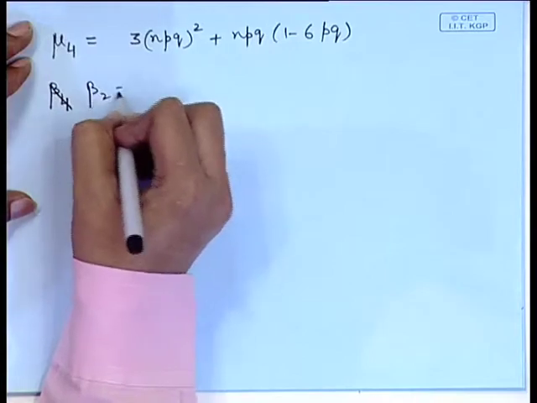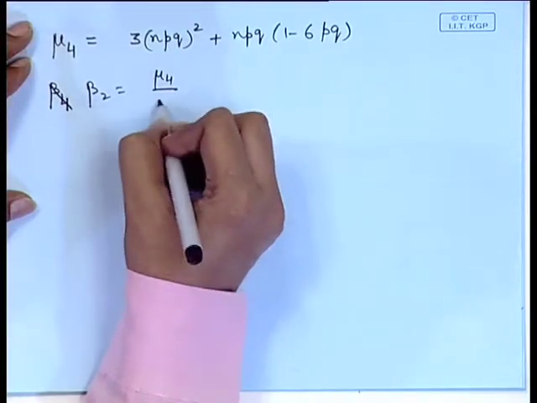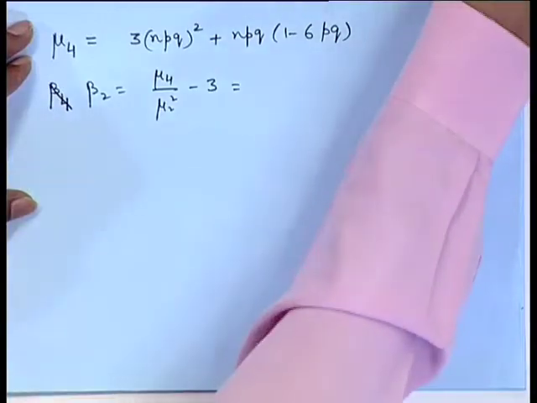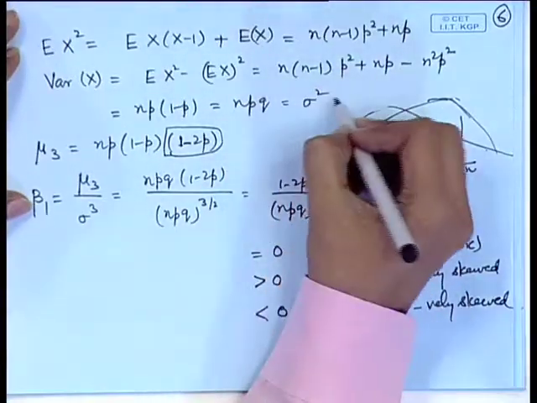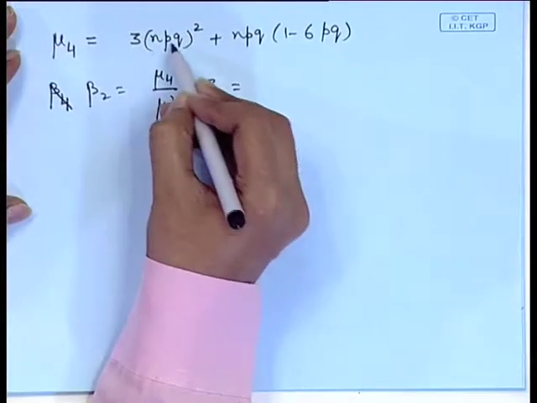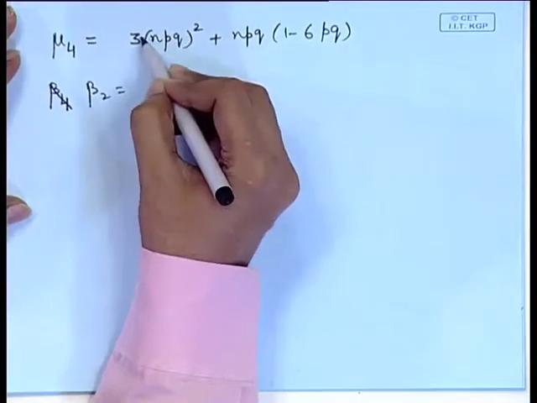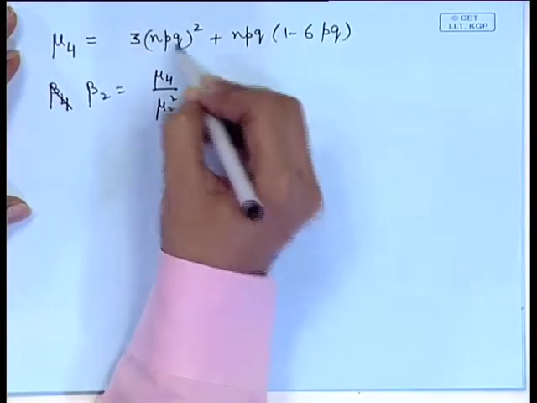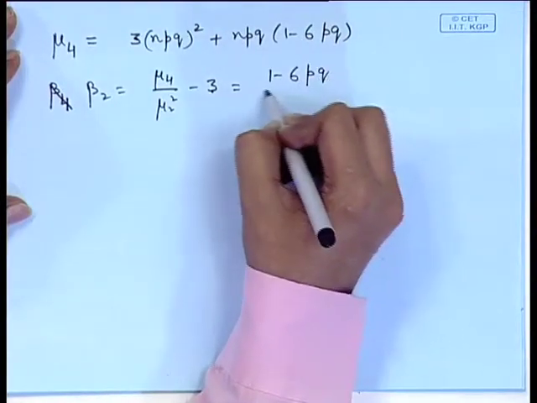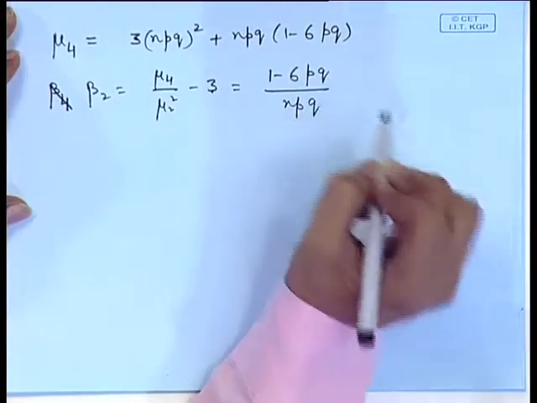beta 2, it is equal to mu 4 by mu 2 square minus 3. So, mu 4 is this term and mu 2 is n p q. So, mu 2 square becomes n p q whole square. So, if we consider mu 4 by mu 2 square, this will give me 3 here and 3 minus 3 will cancel out. So, we are left with 1 minus 6 p q divided by n p q.